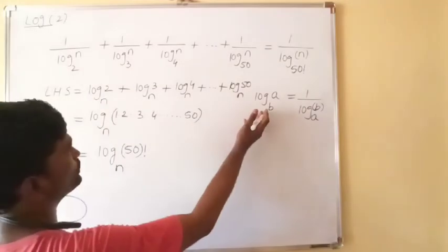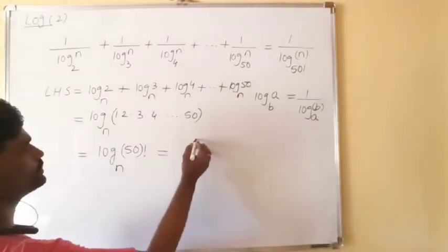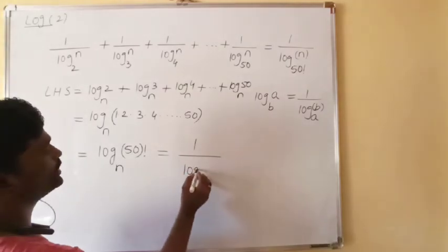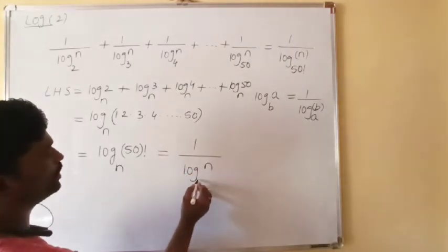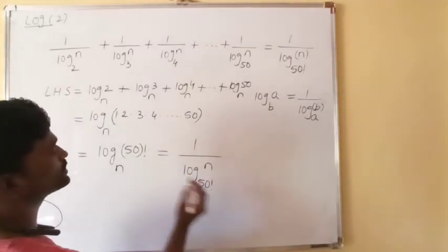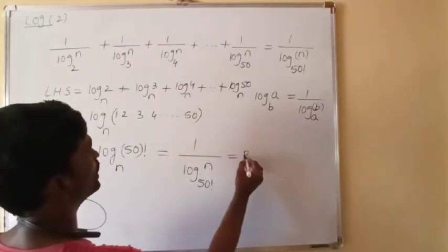Now again use this formula: log a to the base b can be written as 1 upon log b to the base a. Then what do you get? 1 upon log n to the base 50 factorial, which is the RHS.